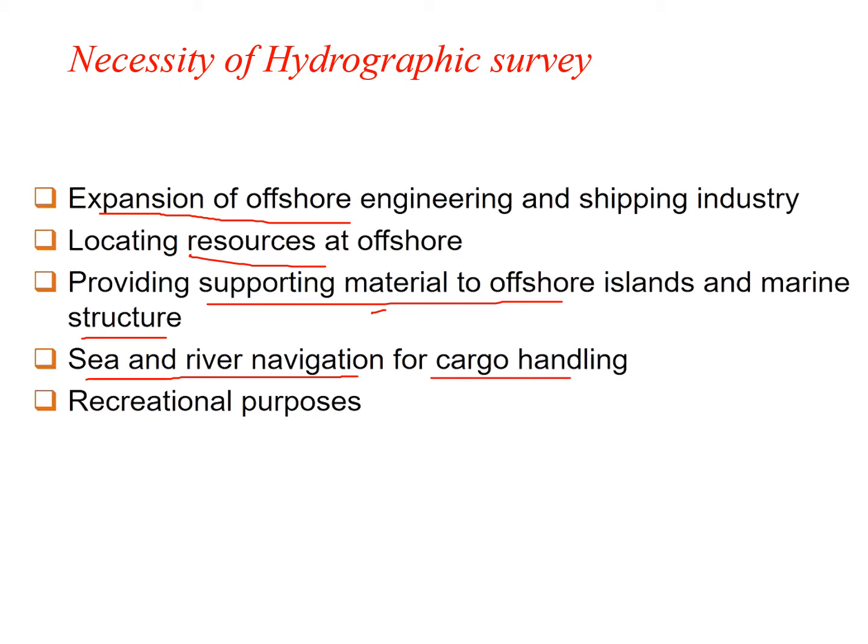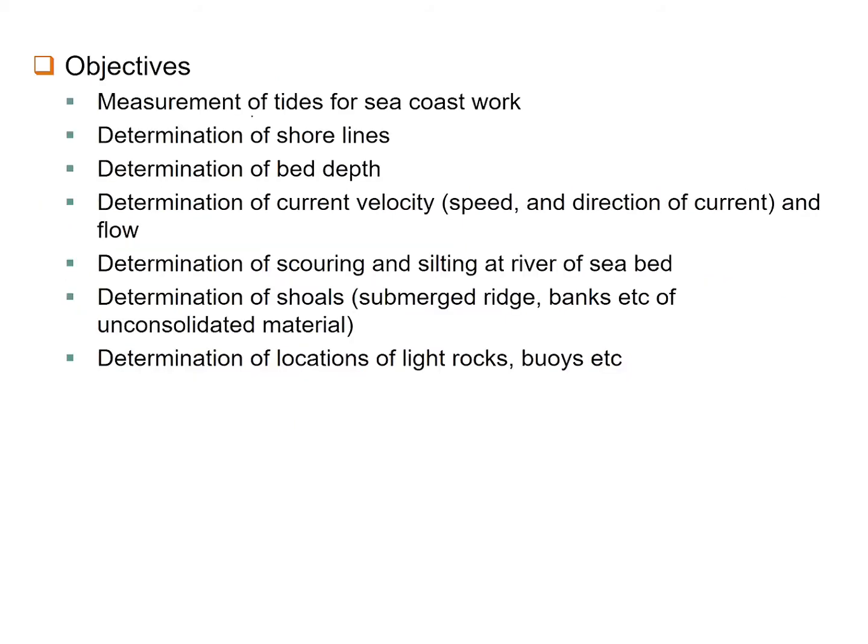The trading at the seashores, for example, the port that can be utilized, and trade marketing can be developed. Then the last one is recreation purposes. This is the indirect benefit of this. Now, what are the objectives of this?